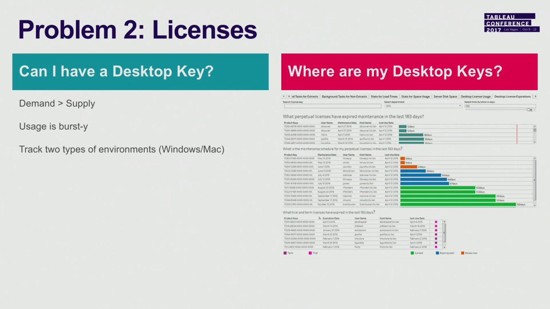Number 2, my least favorite problem right now: licenses. Everybody wants one. It's a credit to the product that it is so successful. Like I said, we've doubled our user base in a year, and demand is growing. I think I've got a list of 10 or 12 people who want a key, and I think I've got 3 to hand out. So we've noted that usage is very bursty.